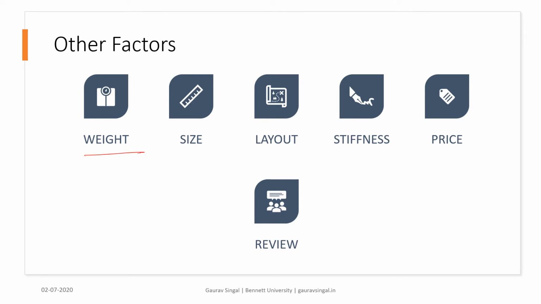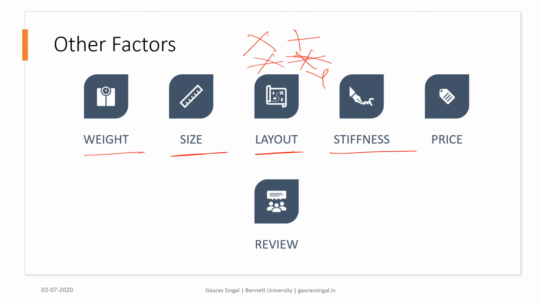First of all, weight. Do you want to make a lightweight drone, or a high-weight one? So again it depends on the application. What is the size you want? A smaller one for racing, a bigger one for carrying payload. What is the layout? Layout could be X, plus, or any structure. What kind of layout is suitable for your project?